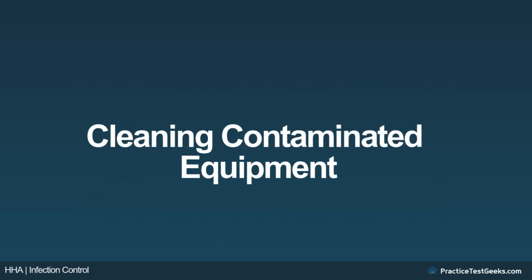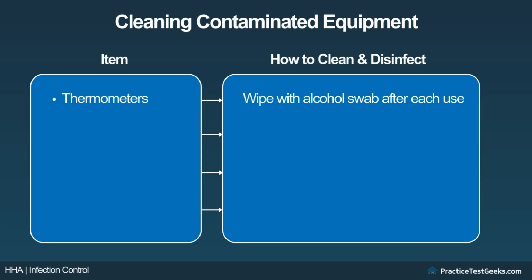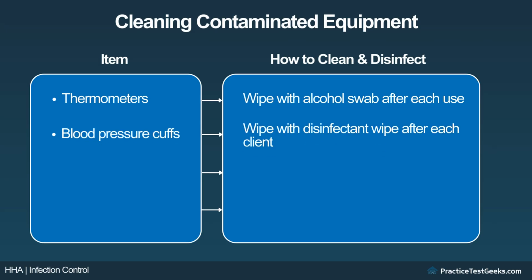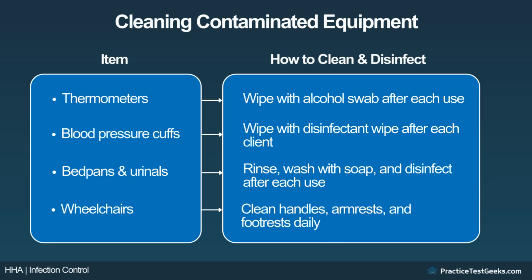Cleaning contaminated equipment. Contaminated equipment can easily spread germs if not cleaned properly. Here's how to disinfect common tools used in home care. Thermometers: wipe with alcohol swab after each use. Blood pressure cuffs: wipe with disinfectant wipe after each client. Bedpans and urinals: rinse, wash with soap, and disinfect after each use. Wheelchairs: clean handles, armrests, and footrests daily. If you don't know whether an item can be washed or sprayed, ask the supervising nurse or check manufacturer instructions.